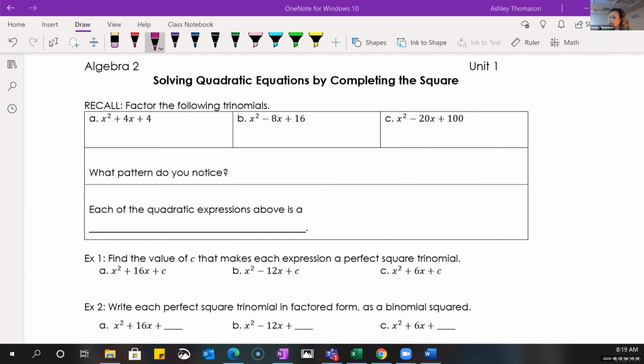All right. So when we're solving quadratic equations, we have several different methods. We've already learned to solve by taking the square root of both sides. Previously, if we had a problem like 2x squared equals 50, we would divide both sides by 2 and get x squared equals 25. Then we would take the square root of both sides and get x equals plus or minus 5.